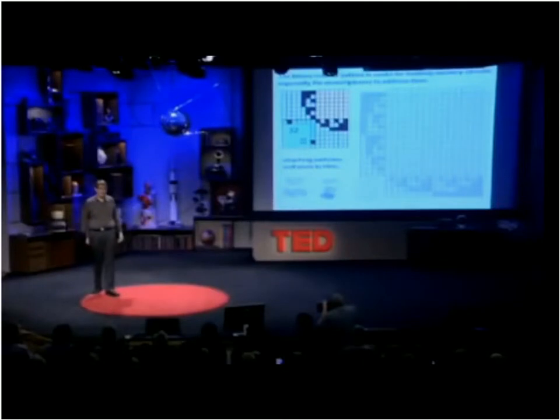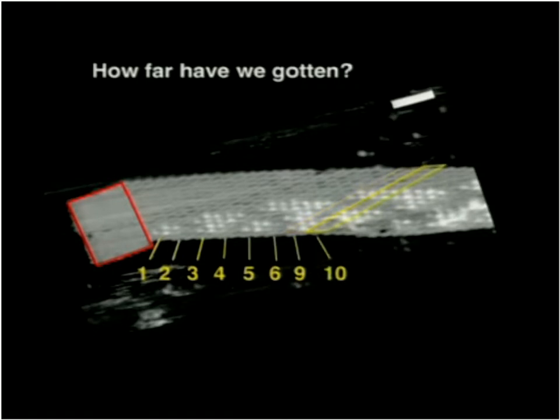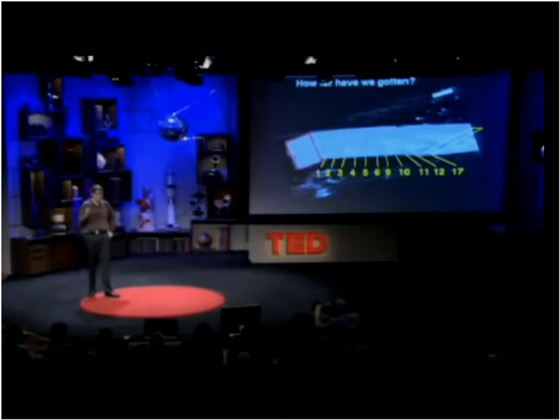Now you'll ask me, how far have we gotten down this path? Experimentally, this is what we've done in the last year. Here's a DNA origami rectangle, and here's some tiles growing from it, and you can see how they count. 1, 2, 3, 4, 5, 6, 9, 10, 11, 12, 17. So it's got some errors, but at least it counts up.